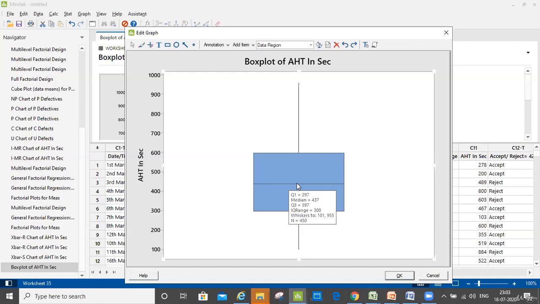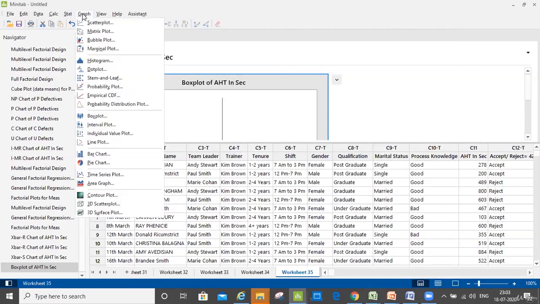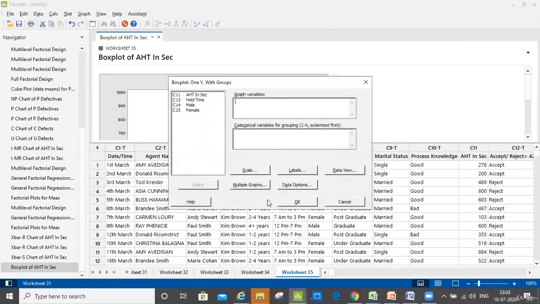We can do box plot group wise also, wherein you have different groups and you want to see which of the group needs to be more focused at. So for that, you go to graph, you go to box plot, you mention on with groups. Okay. So earlier you were looking at the entire AHT. Now you can look at for groups.